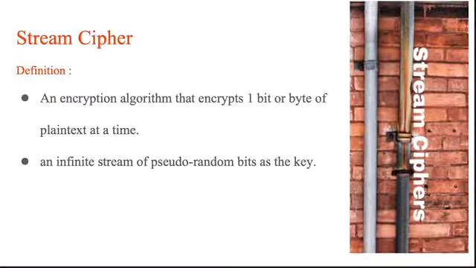The stream cipher is an encryption algorithm that encrypts one bit or one byte of plain text at a time. It uses an infinite stream of pseudo-random bits as the key. As it is a very simple algorithm, I will introduce some examples.